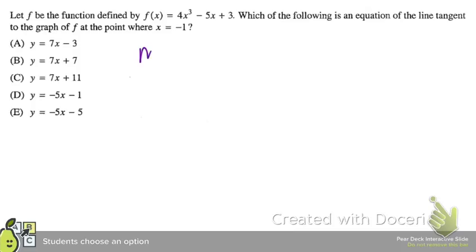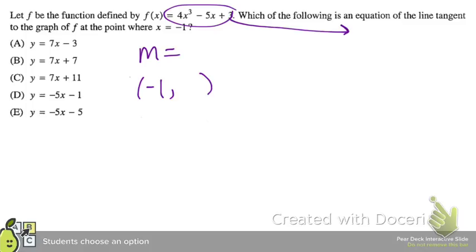We need a slope and we need a point. Now I already have the x-coordinate of that point. The x-coordinate is -1. If I want to find the y-coordinate of that point, I need to plug it back into the original function. So if I plug in -1, I get 4 times -1 cubed, which would be -1, minus 5 times -1 plus 3. So that's -4 plus 5 plus 3, which is 4. So the y-coordinate is 4.